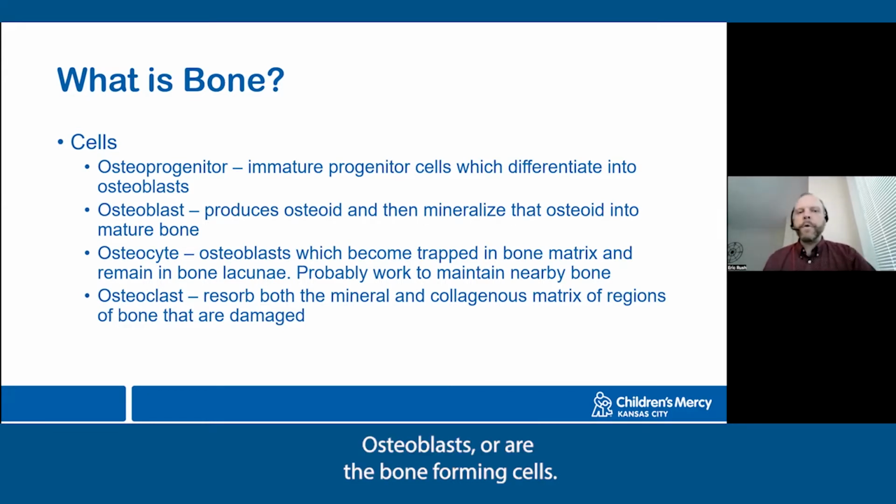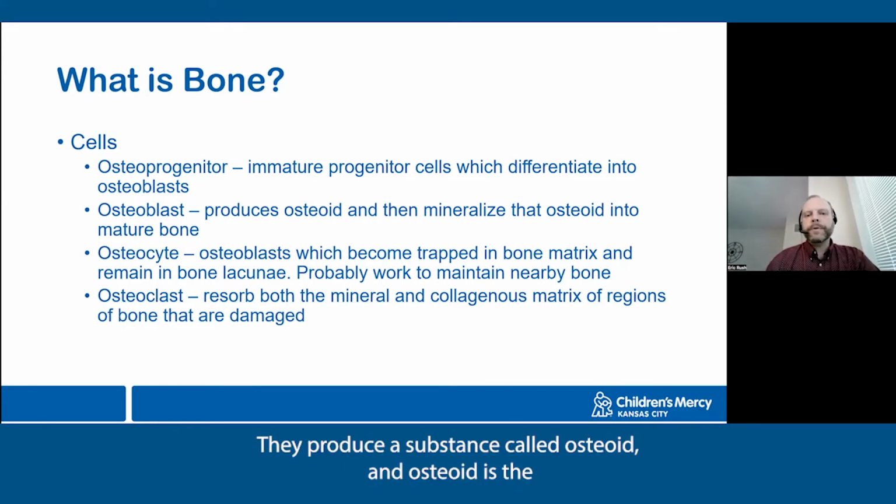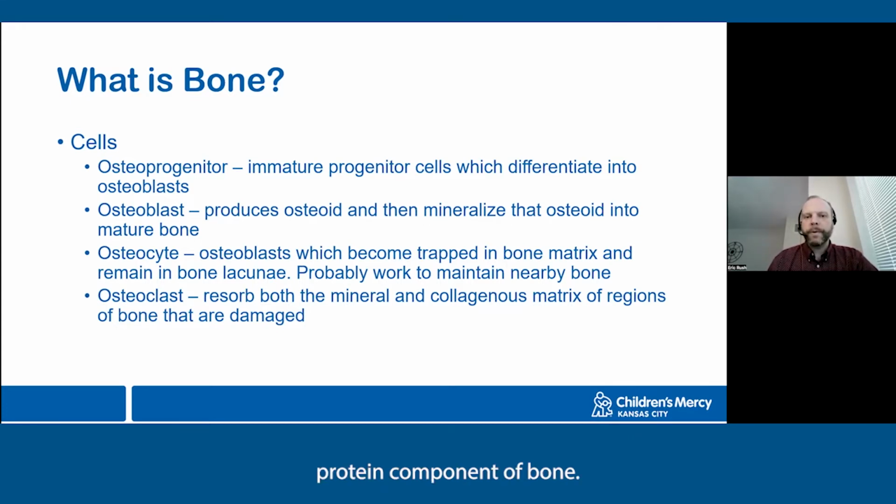Osteoblasts are the bone forming cells. They produce a substance called osteoid. And osteoid is the protein component of bone. And then those osteoblasts then mineralize that osteoid into mature bone. So osteoblasts are very important.